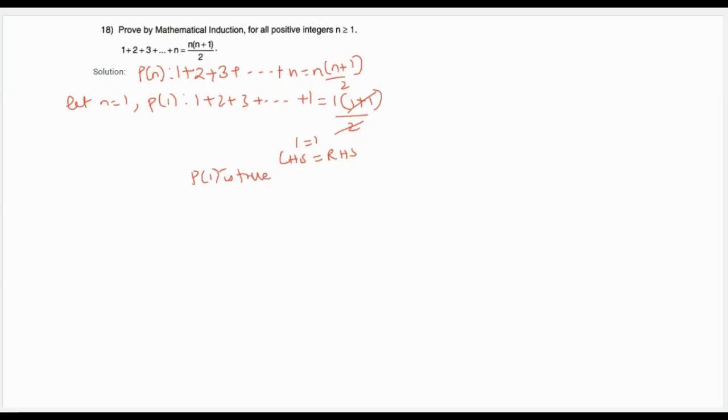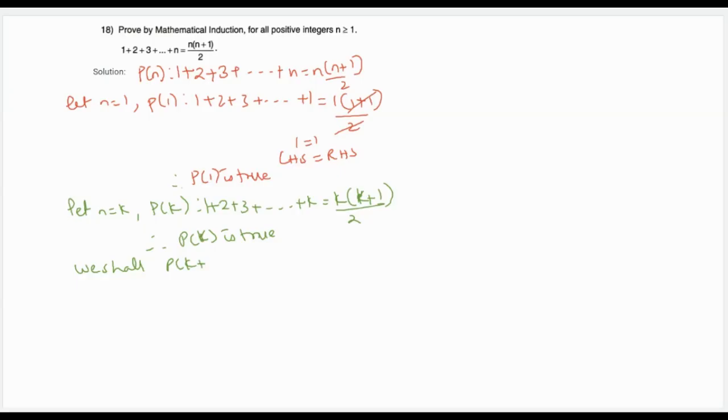Then moving to the next part, let n equals k. So p of k is 1 plus 2 plus 3 and so on till k equals k into k plus 1 divided by 2. Therefore p of k is true. Now we shall prove p of k plus 1 is also true. To solve p of k plus 1, we write p of k plus 1 equals 1 plus 2 plus 3 plus up to k. What will be the next term after k? That will be k plus 1. If the first term is 1, the second term is 2, so after k the next term will be k plus 1.